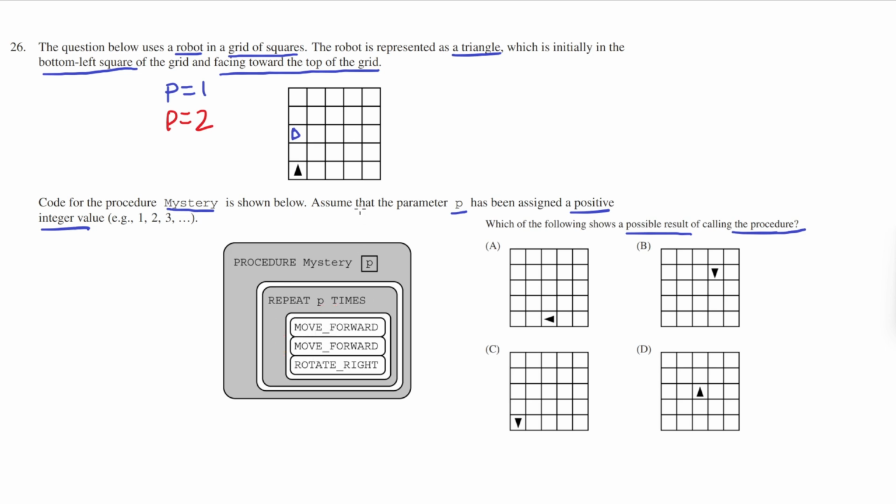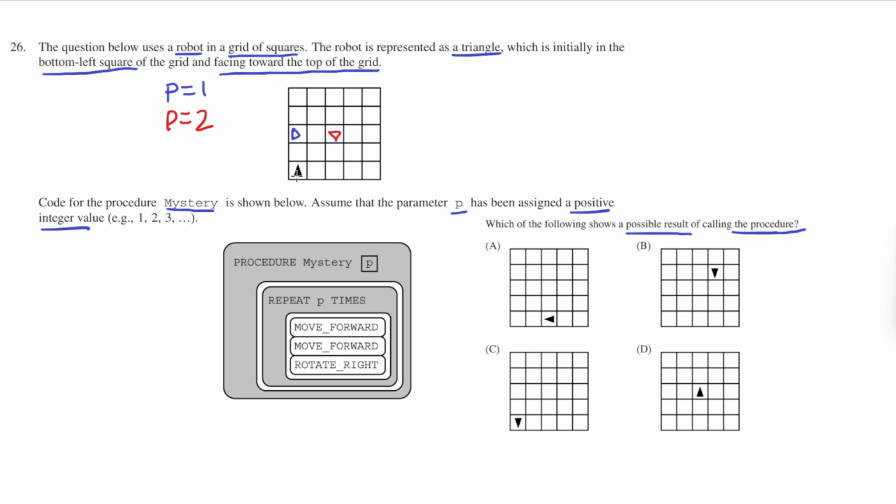So move forward. We were originally here, and we were facing to the right. So that means we would end up here, still facing to the right, and then move forward again. So that means we would move here, and then rotate right. So rotate right in this case is like rotating counterclockwise. So we would then just be facing in this direction. So we've done 2 iterations.